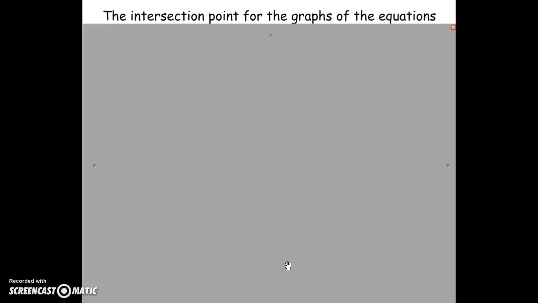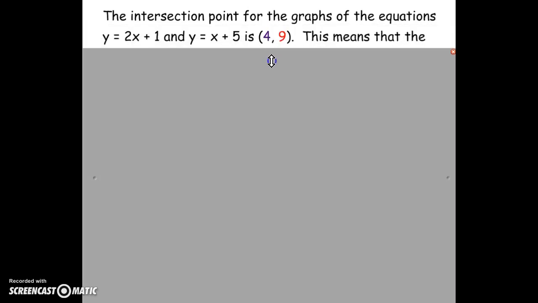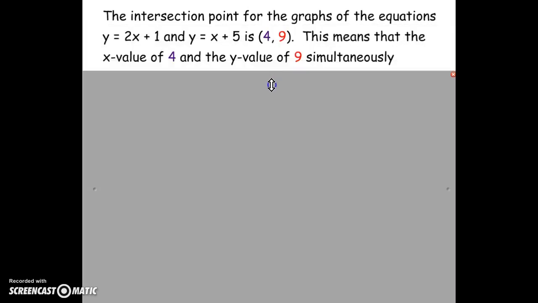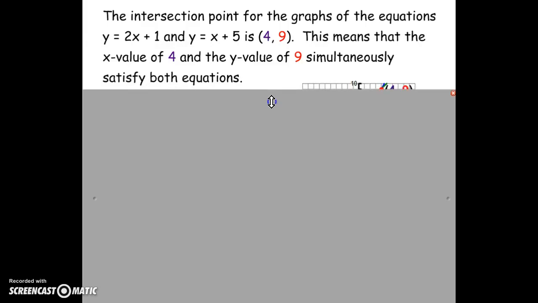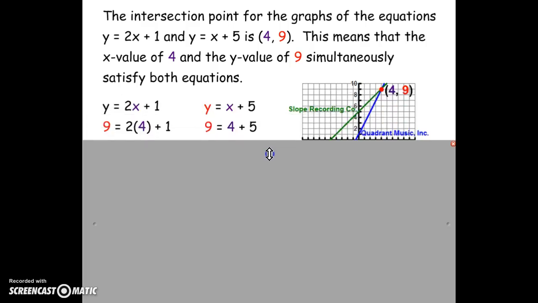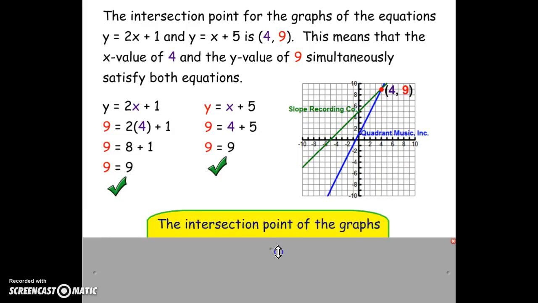Number 7, the intersection point for the graphs of the equations is 4, 9. This means that the x value of 4 and the y value of 9 simultaneously satisfy both equations. That just means 4, 9 in this equation and 4, 9 in this equation, and the simultaneously means at the same time. So it's the solution to both equations. And you have a space to verify it algebraically, so you're going to plug in the x and the y into each equation to be sure that it does indeed work out. And this is what it should look like.